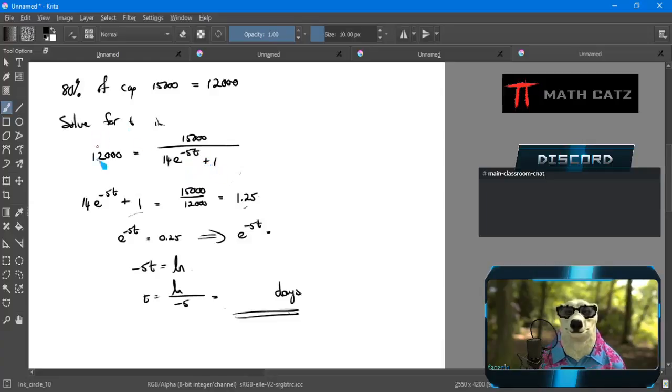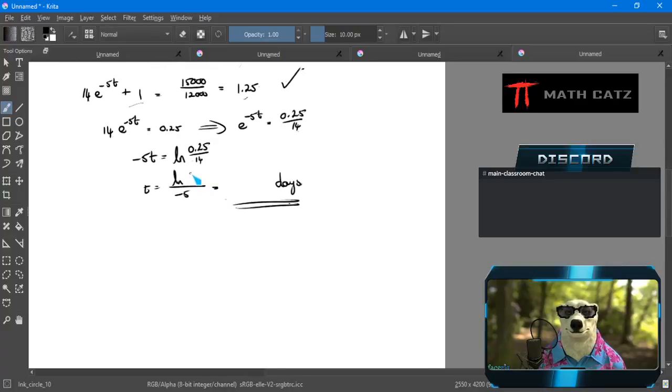Move the denominator to the top of the other side. 12,000 comes to the bottom. 15 divided by 12 is 1.25. And so we subtract 1 on both sides for 14 e to the negative 5t equal to 0.25. And so e to the 5t is then 0.25 divided by 14. So the log version of this is negative 5t equal to the natural log of that 0.25 over 14.